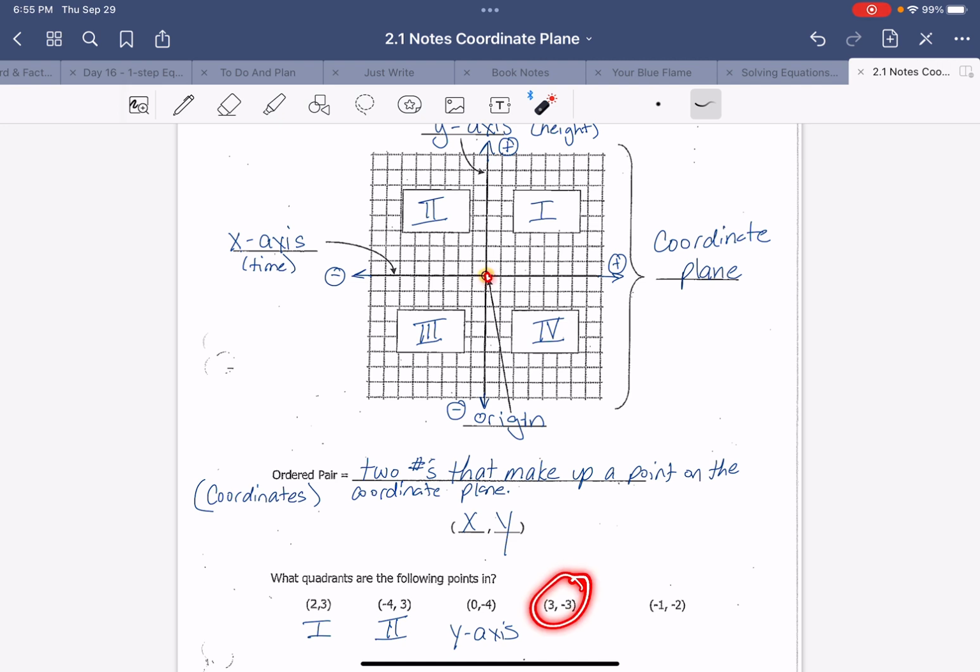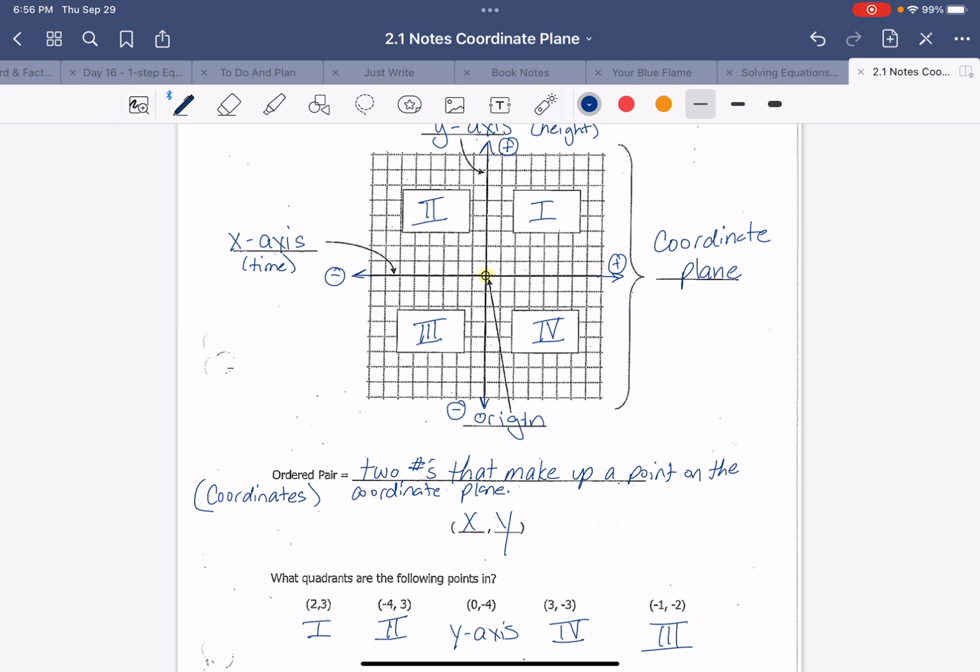Let's look at 3, comma, negative 3. Start at my 0, I'm going to go 1, 2, 3, and I'm going to go down 1, 2, 3. So for this particular point, we are in quadrant 4. And then the last one we're going to look at right here is negative 1, negative 2. Start at my 0, I'm going to go negative 1 on my x, and negative, which is down my y, and we have a quadrant 3 ordered pair right here, okay?